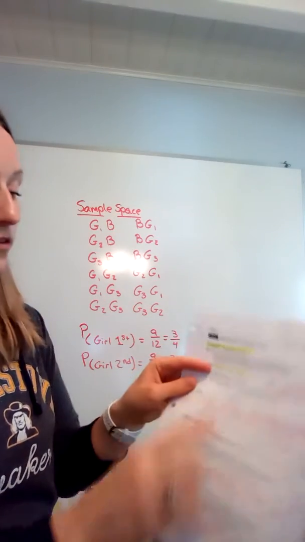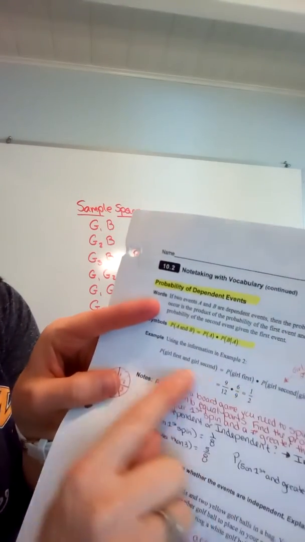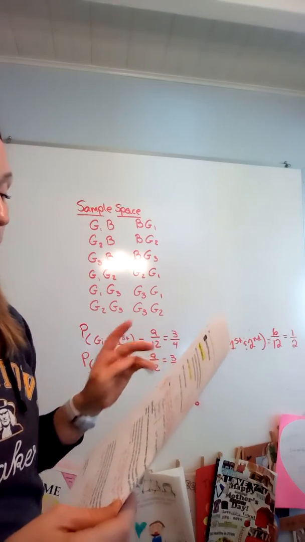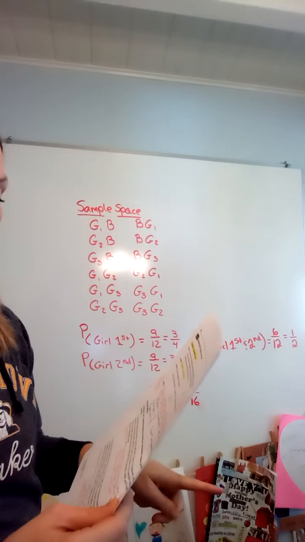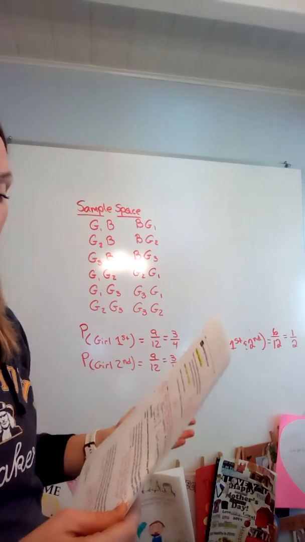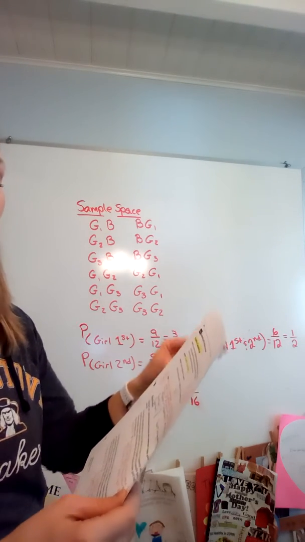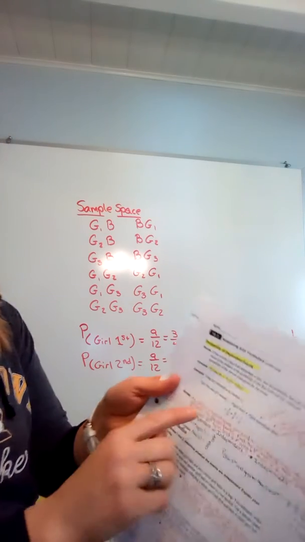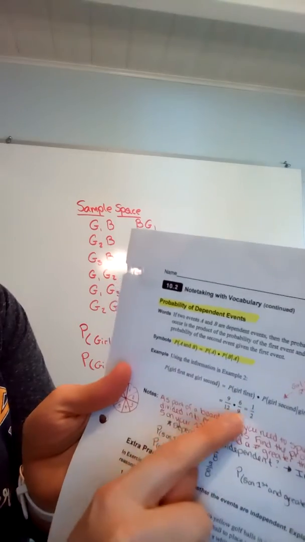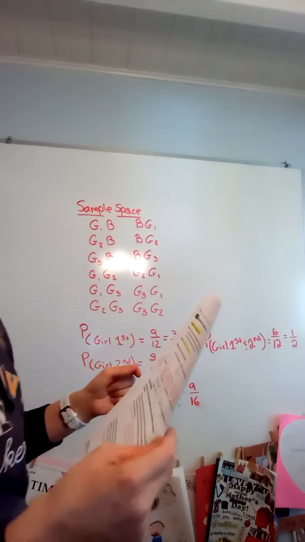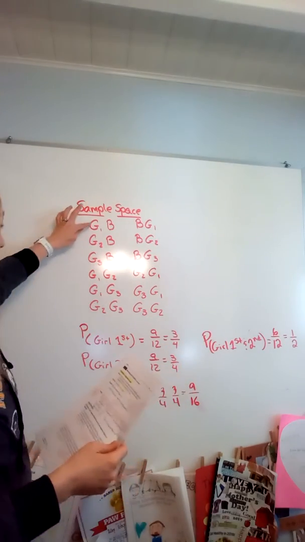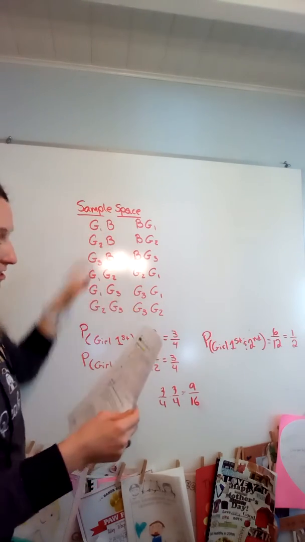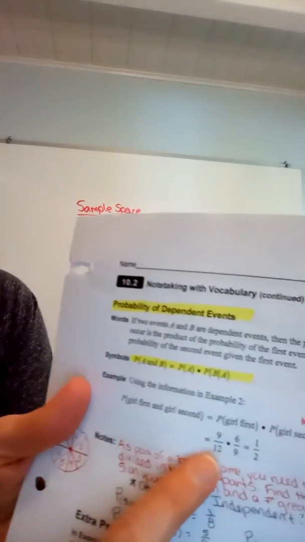Okay, so if you continue to look with me, because this is where I'm looking now. It says probability of girl first and girl second is equal to the probability of a girl first times the probability of a girl second given that a girl is chosen first. If you follow along with the math, I'm going to point to the board. The probability that a girl is chosen first: there's 1, 2, 3, 4, 5, 6, 7, 8, 9 out of the 12. So that's where that 9/12 comes from.